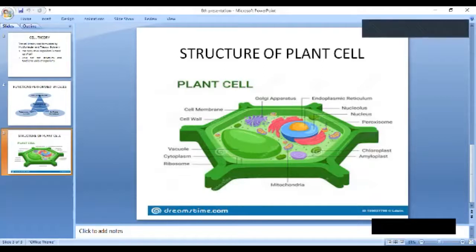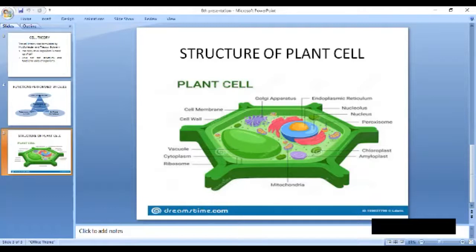Then where is this mitochondria seen? Mitochondria is seen in the cells of the liver, muscles, and brain, where the energy requirement is more. So where the energy requirement is more, the mitochondria is seen more. Now we have discussed the Golgi apparatus or Golgi complex, endoplasmic reticulum, mitochondria, vacuole, and ribosomes. These are the cell organelles seen inside the cell.